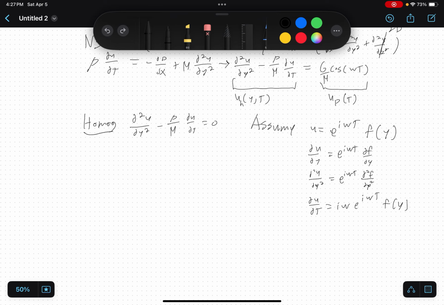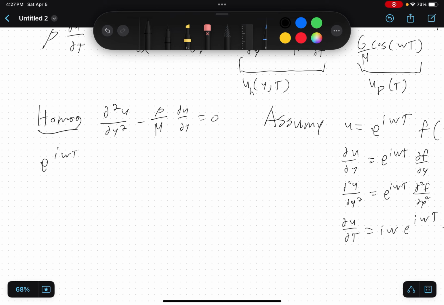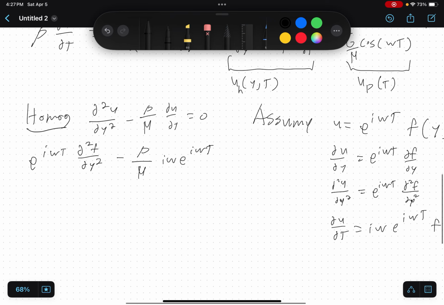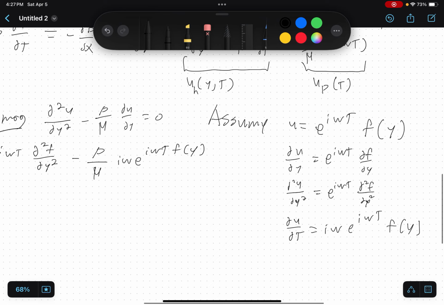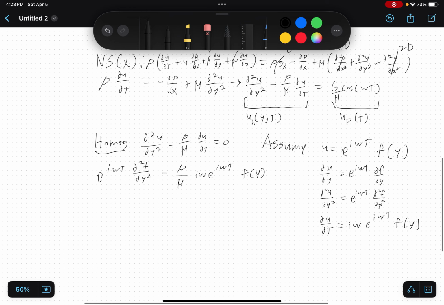Okay, now let's plug this stuff in. So we have e to the i w t d squared f over dy squared minus density over mu times i w e to the i w t f of y equals 0. Does that look right so far? That does look right so far.